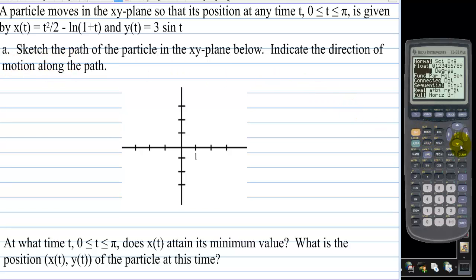So let's change our mode to parametric and go to y equals. I already have the functions typed in, so that'll save a little time. And let's watch the graph. The path goes from 0, 0, goes up to about 3, and then goes down like that. We will also indicate that the path is going from left to right with little arrows.